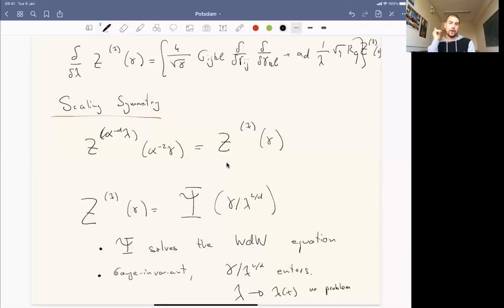And so if you know how to deal with curved metrics, and you realize that there's this scaling symmetry, you can also deal with spatially varying parameters.